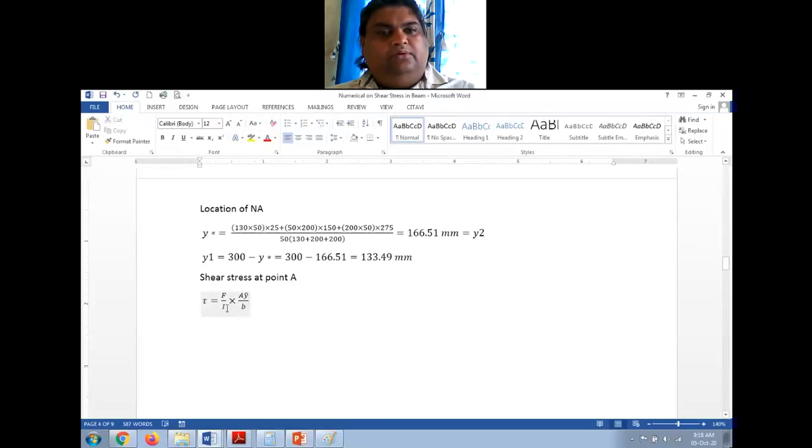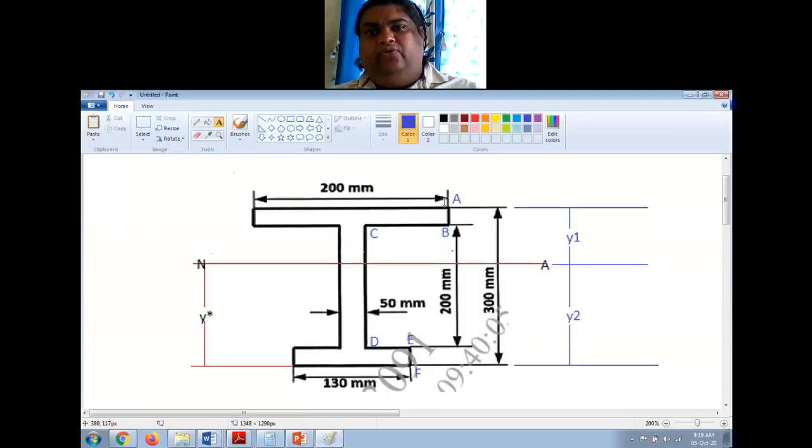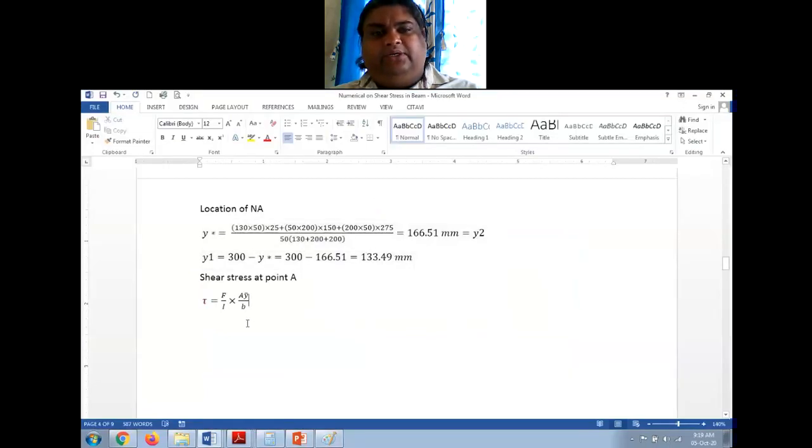I is about the neutral axis, which is given. F is the shear force. A y bar is the moment of area about the neutral axis at the section where you need the shear stress, and B is the width at that particular location. Now go back to this diagram. If you take this section, this is the topmost layer of the cross section. The area at this point is 0 because it is the topmost layer. There is no area available there for shearing.